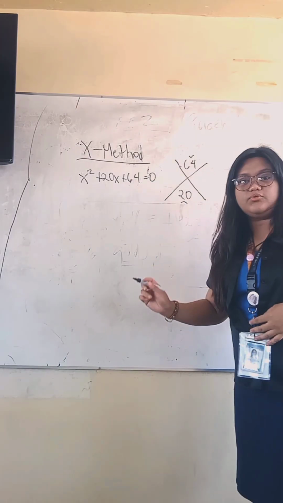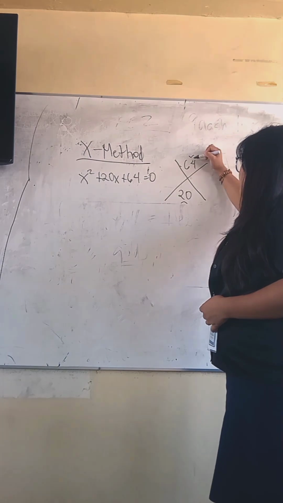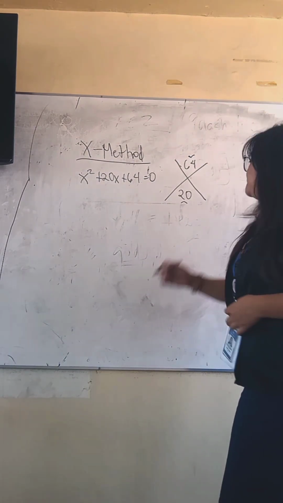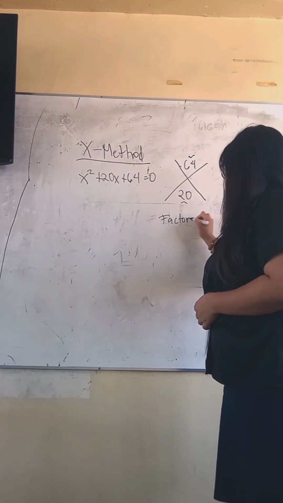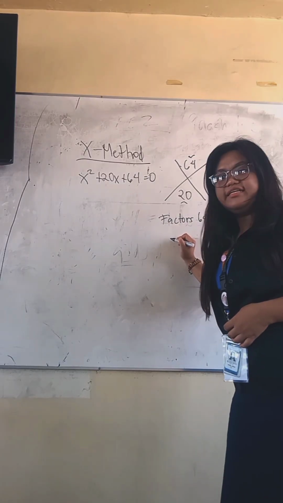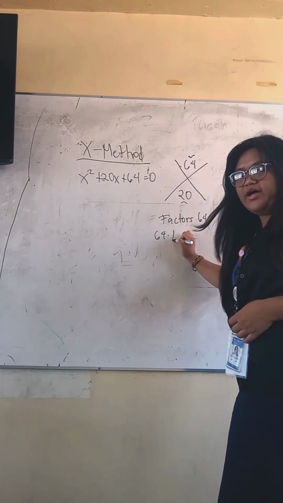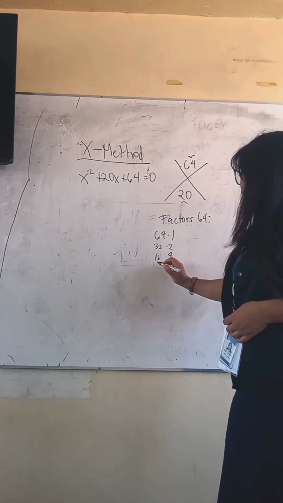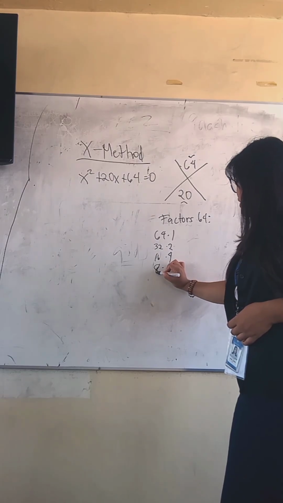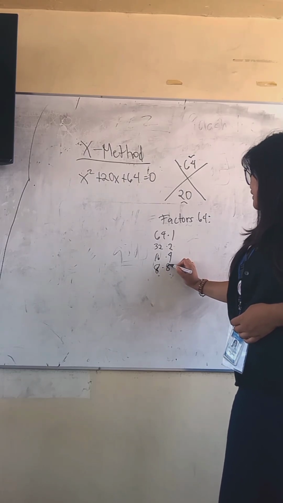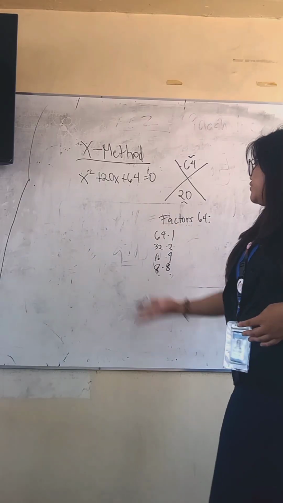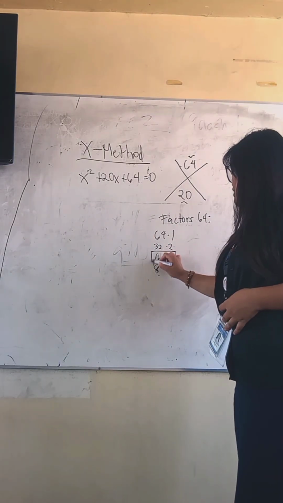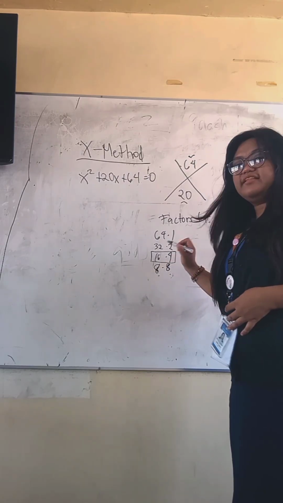The first thing that we need to do, if we want to find the multiples of 64, is to find its factors. What are the factors of 64? The first one is 64 times 1, 32 times 2, 16 times 4, and 8 times 8. If we use 8 times 8, it will be like the perfect square trinomial. But because this is not a perfect square trinomial, it is not. So what is the answer? Correct. It is 16 times 4.